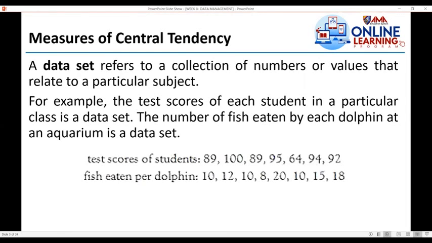In a data set, there are what we call elements. For the test scores of students, the elements of the data set are 89, 100, 89, 95, 64, 94, and 92. And for the fish eaten per dolphin, the elements of the data set are 10, 12, 10, 8, 20, 10, 15, and 18.